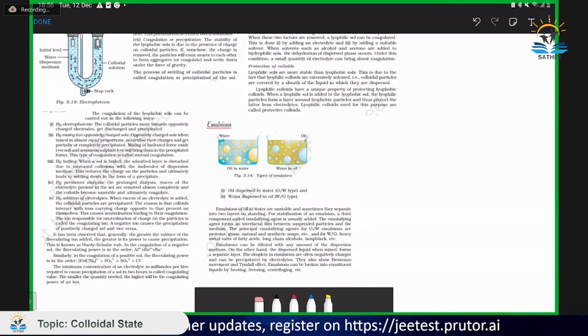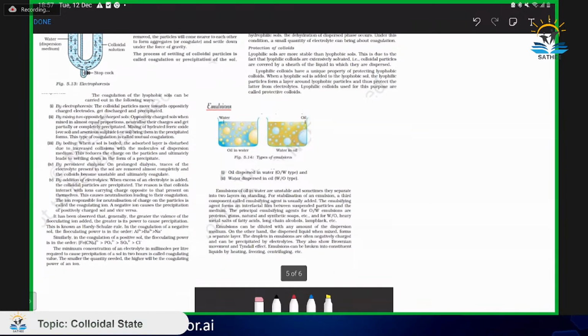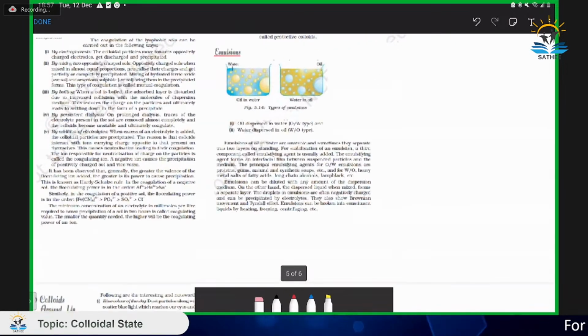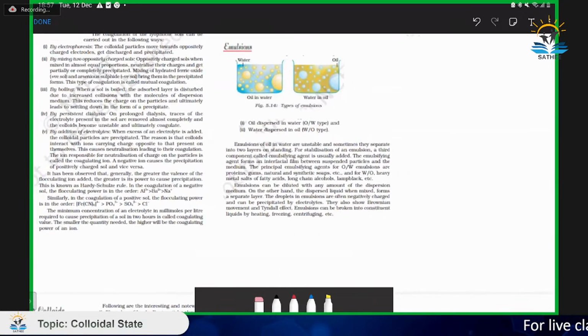Usually flocculation takes 20 minutes. That's the order. Not in seconds, not in hours, it would take some tens or 20s of minutes. Al3+ is fast and effective. Similarly, in the coagulation of a positive sol, the negative ion is the flocculating ion.